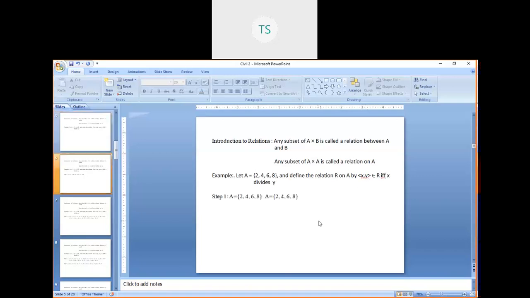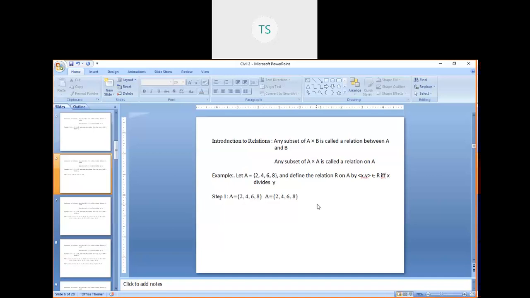Now, here I have taken A and defined the relation R on A. That means both the sets are A. This is the definition: any subset of A cross A is called a relation on A. From this definition, I have to take both the sets as A. So I have written A is equal to 2, 4, 6, 8. Again, the same set A is equal to 2, 4, 6, 8.